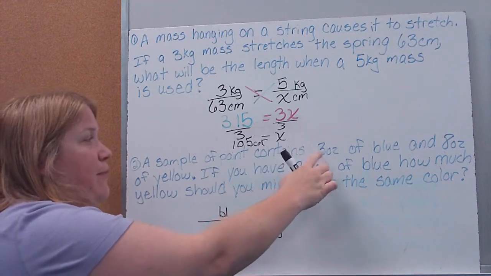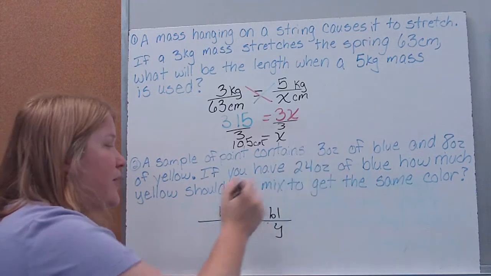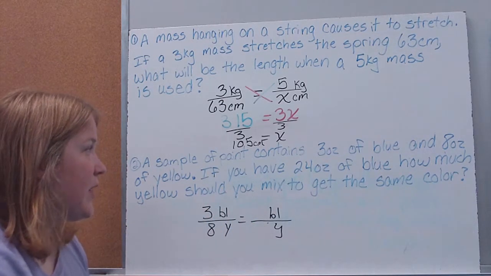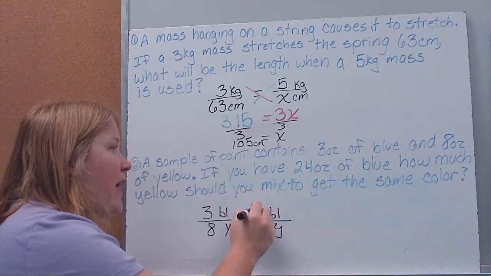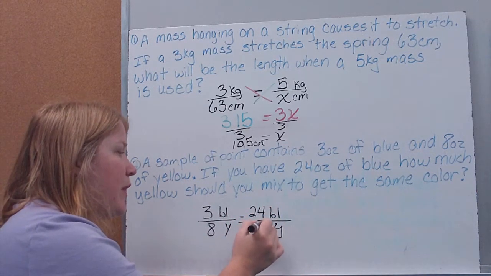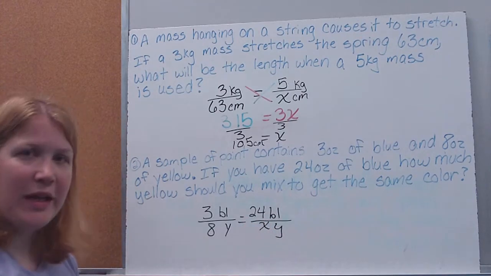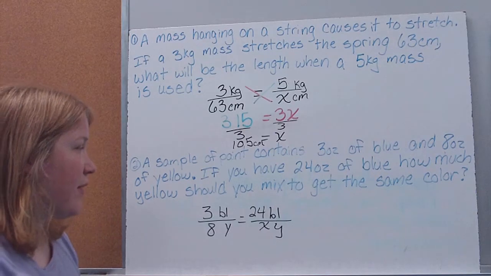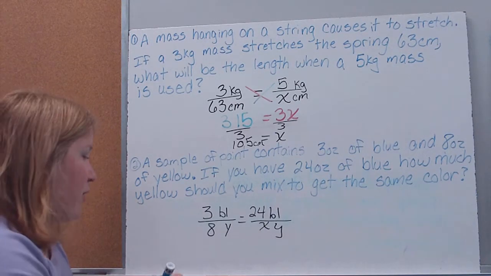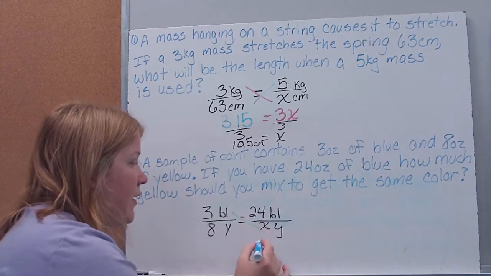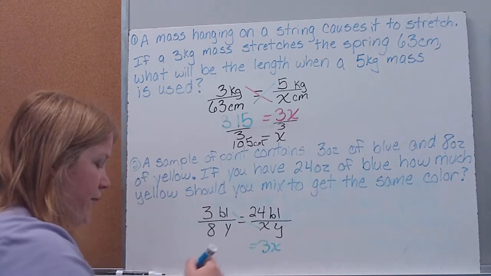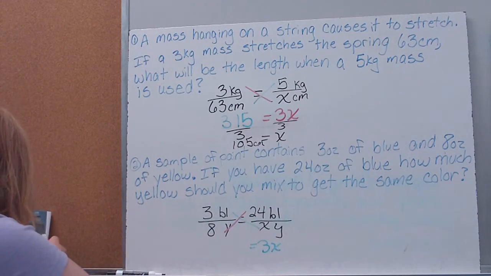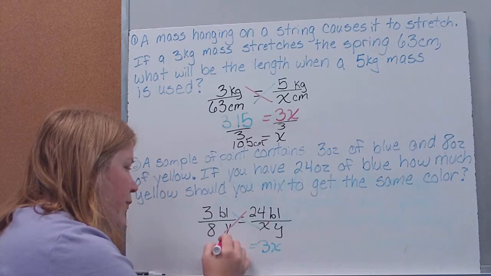So my original ratio tells me I have 3 ounces of blue to 8 ounces of yellow. So I'm going to fill in those ones. Then on the second part it says, if I have 24 ounces of blue, how much yellow do I need? So that's where my variable's going. I don't know how much yellow I need. That's what I'm solving for. So again, what we're going to do is cross multiply. 3 times x and 24 times 8, which is 192.